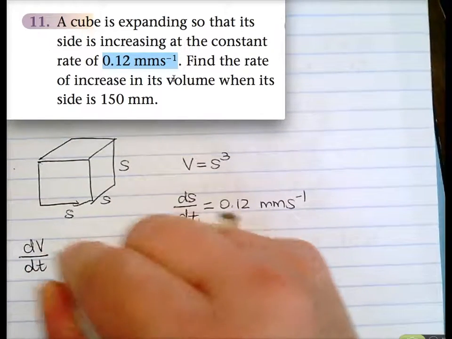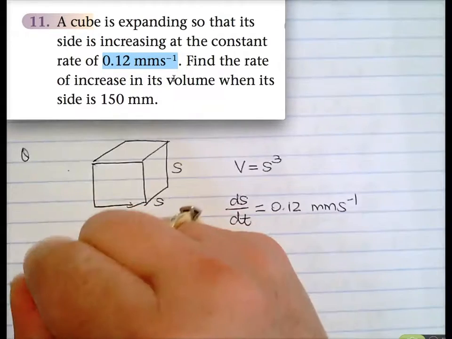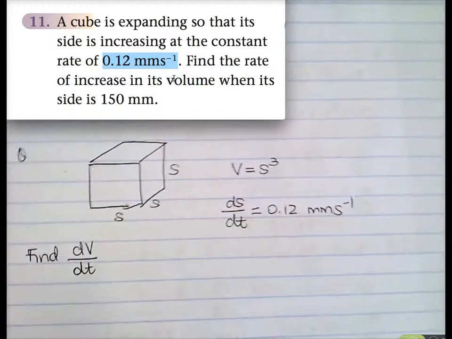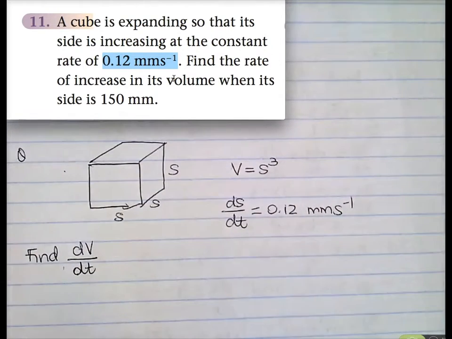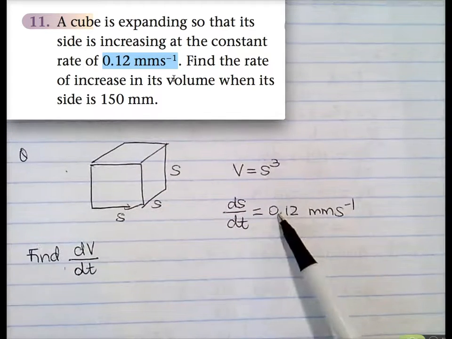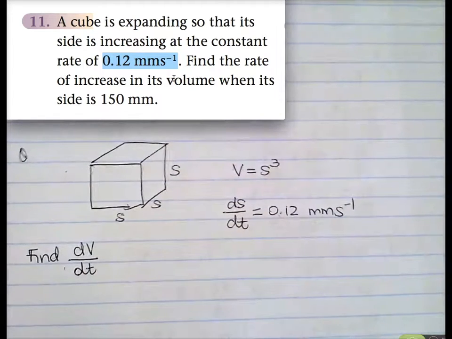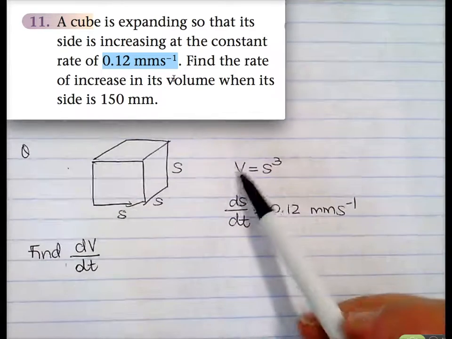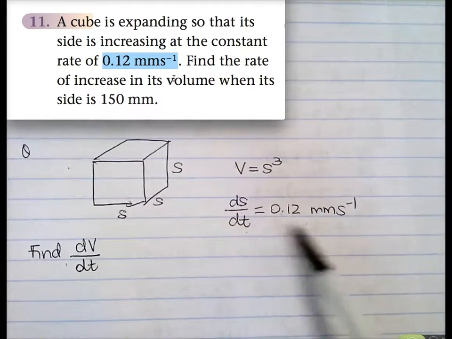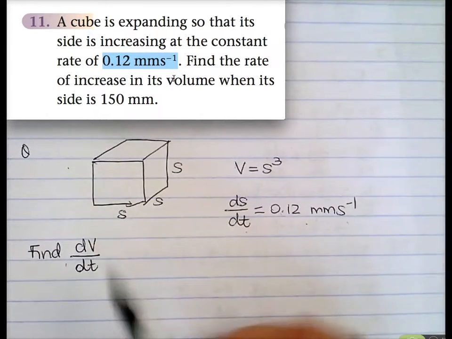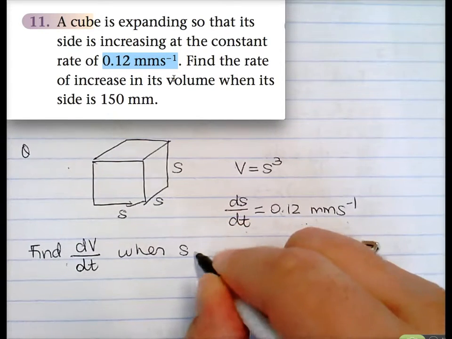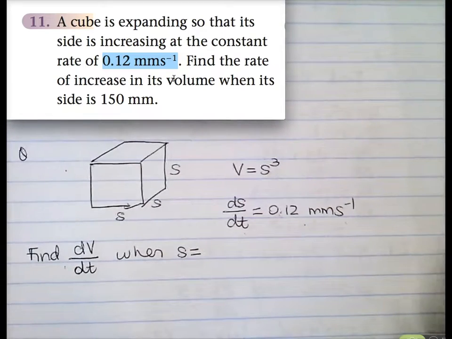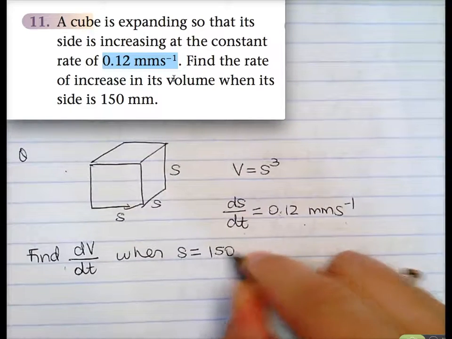dV dt, so this is what they're asking you. They're asking you to find... The difference between this question and the last ones is that they don't give you all these. You've got to work out what they're asking you for. Once you've written these down, they become like the questions that we were just doing. Easy. So, volume is s cubed, ds dt is 0.12. They're asking you to find dV dt when what? When its side is 150 millimeters.